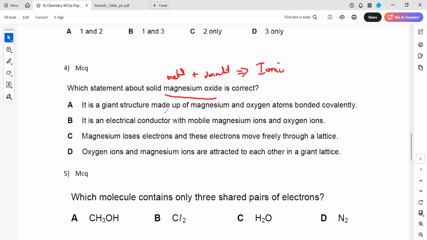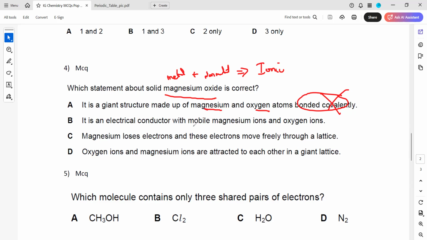It is a giant structure made up of magnesium and oxygen atoms covalently bonded. No, that's wrong. It is formed because of the electron transfer from a metal to a non-metal. So they have an ionic bond, not a covalent bond. That's why this statement is not correct.